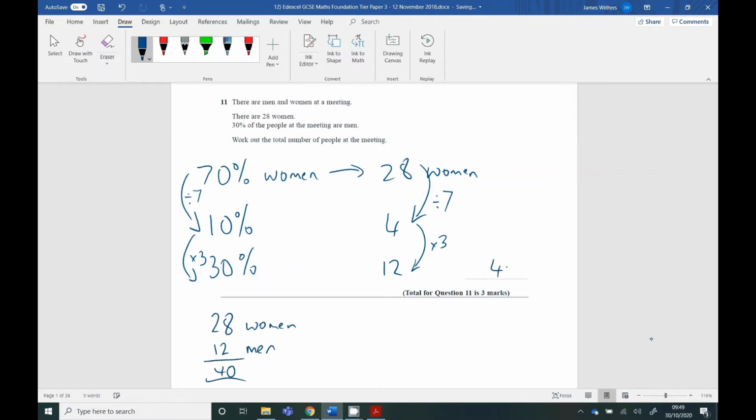Now there are other ways to do this. You could have decided to go straight from 70% to 100%. So you could have divided by 7 and then multiplied by 10. That would have taken you straight to the answer. Or as I said before, you might have decided to go back to 1% and then forward again. So as long as you are sensible with the proportions, you'll get the final answer of 40.